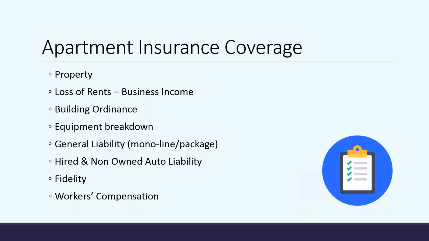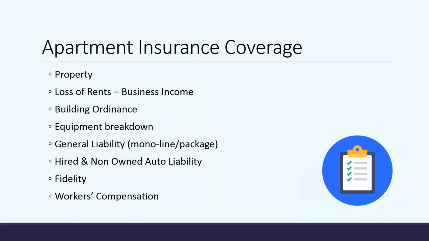Equipment breakdown, another important property coverage to have. So again, building ordinance and equipment breakdown, those are other property coverages. So if you want them, please include them on your submission to me as well. And then, depending on the carrier, each carrier is going to have their own property enhancement endorsement that can be included as well. So that will just vary by the carrier.